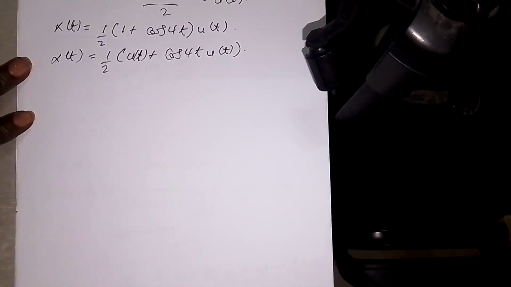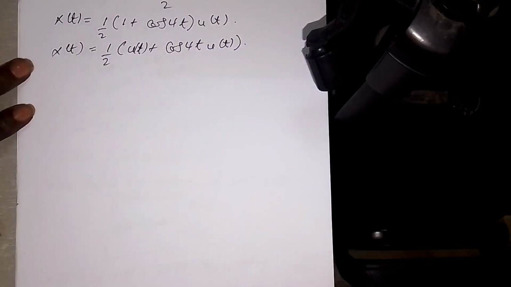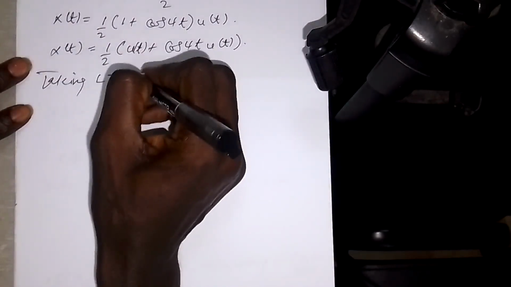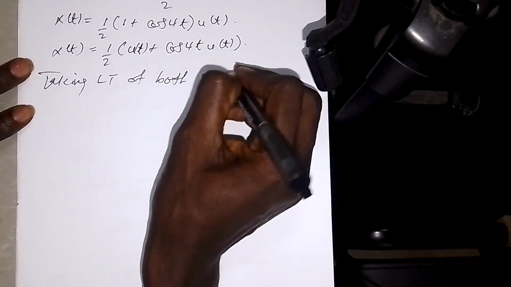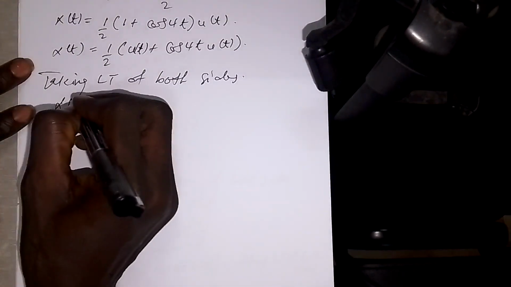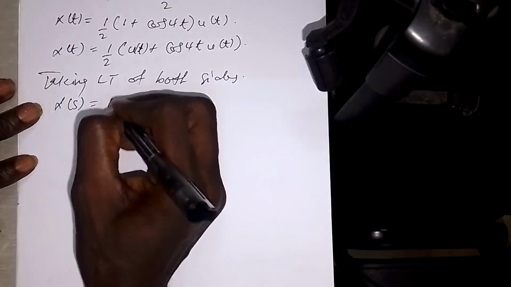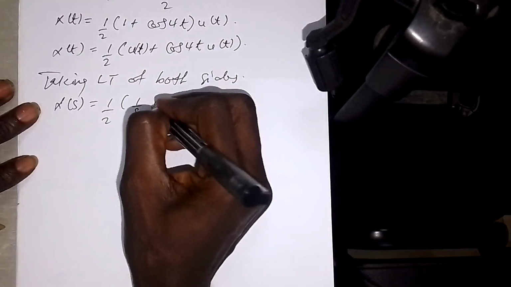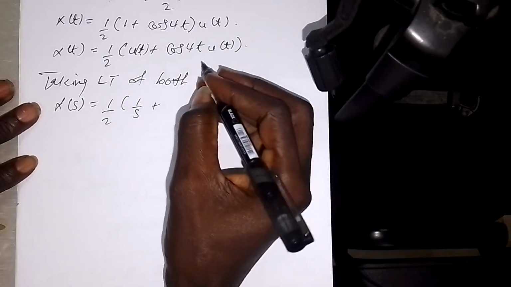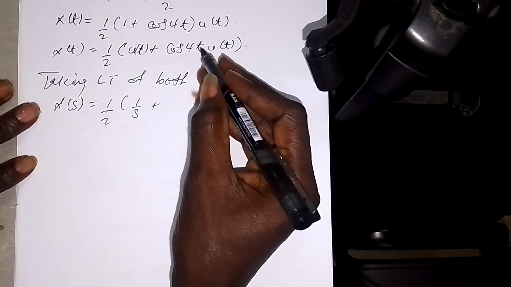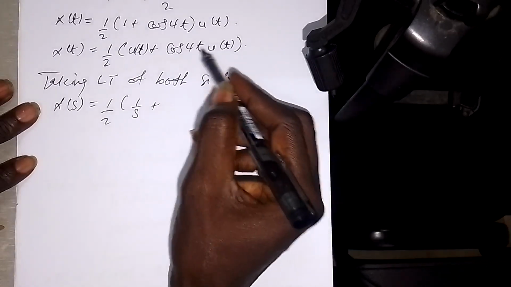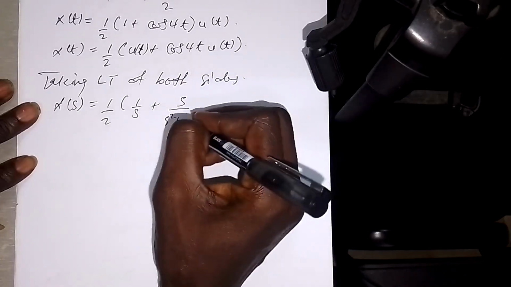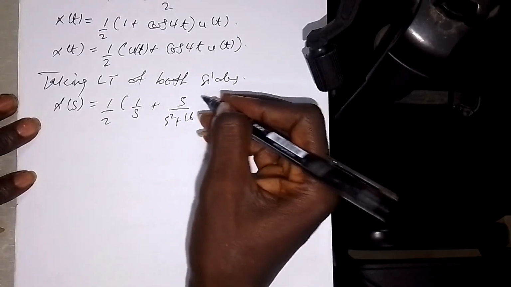So now if I have this one, then I can take Laplace of both sides. So now taking Laplace transform of both sides, if I do that, I'll have x of s is equal to 1 over 2 into 1 over s plus this one, which is going to be s over s squared plus omega squared, but omega here is 4. So I'll have s over s squared plus 4 squared, which is 16. Okay, so basically this is what I'm going to have.